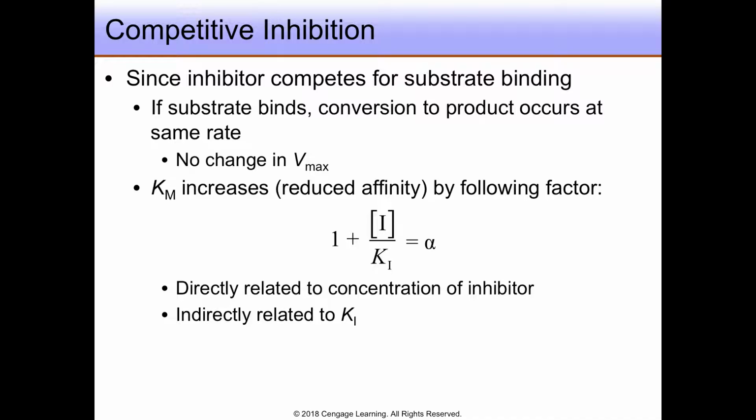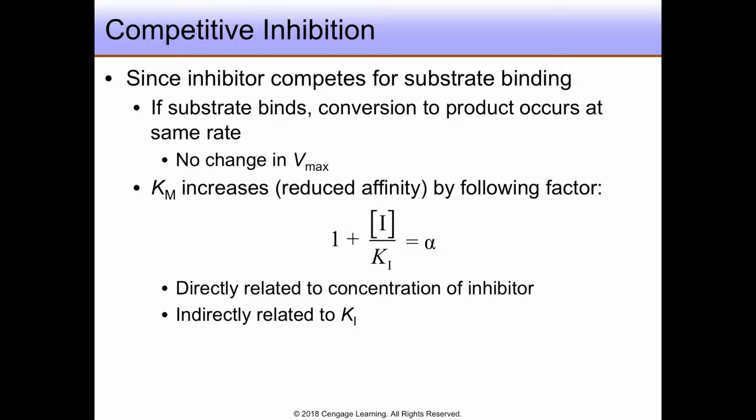Since the inhibitor competes for substrate binding, once the substrate binds, the inhibitor can have no impact on the conversion to product, the catalytic step. This means that a competitive inhibitor cannot alter Vmax. On the other hand, it does influence substrate binding, so it lowers the effective affinity for substrate. That is, it raises the value of Km.